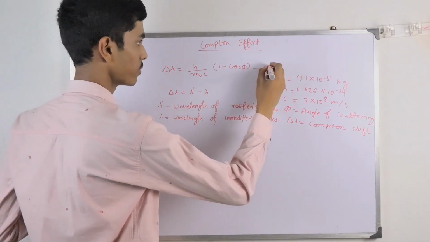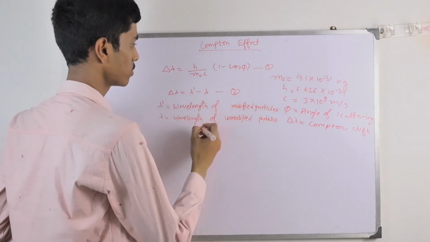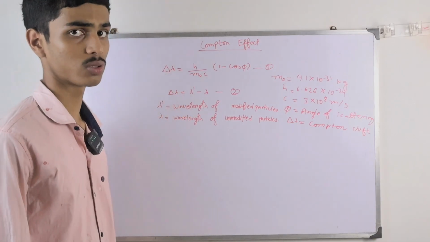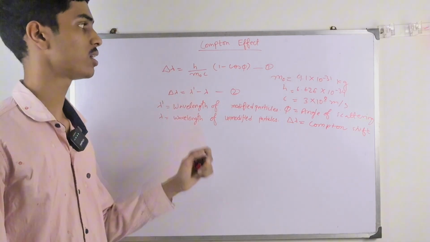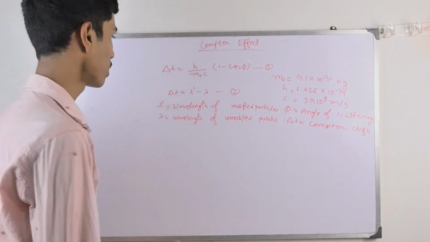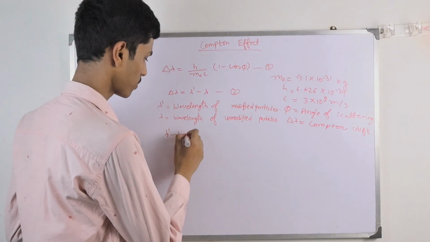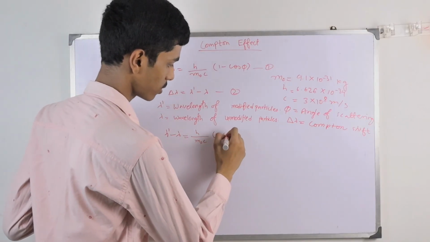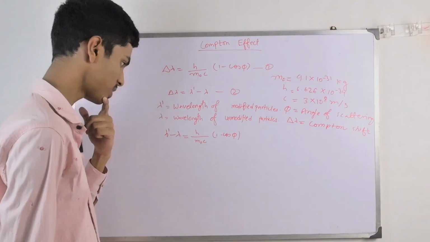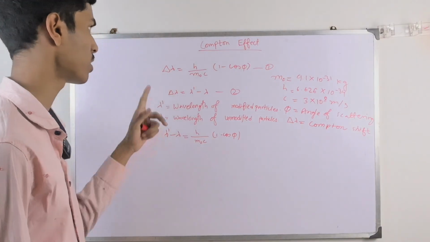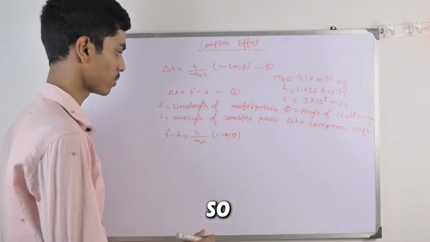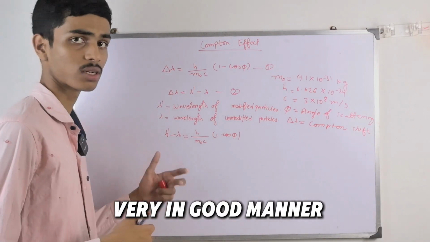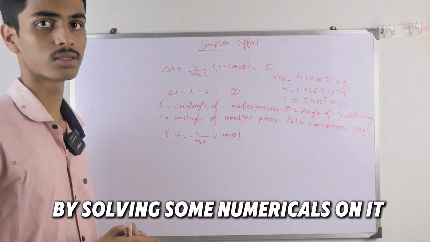If we consider this to be equation 1 and this to be equation 2, the left hand side is equal in both equations, so the right hand sides should be equal. So we can write lambda prime minus lambda equal to h by m naught c into 1 minus cos phi. That is the equivalent relation for the Compton effect. We will understand this topic better by solving some numericals on it.